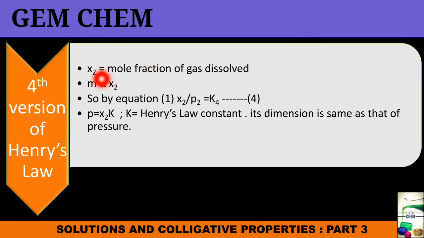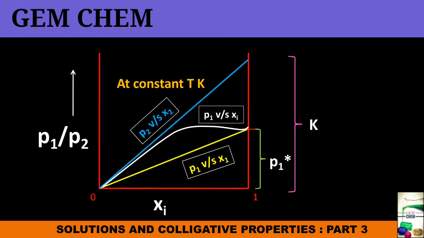Now the fourth version is that X2 is the mole fraction of gas dissolved and M is directly proportional to X2. So by equation 1 we can write X2 by P2 equals K4, and the ultimate Henry's equation is P equals X2 K, where K is Henry's law constant and its dimension is the same as that of pressure.